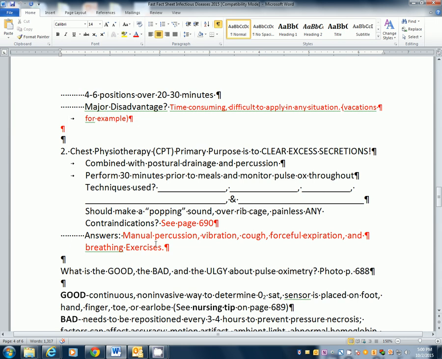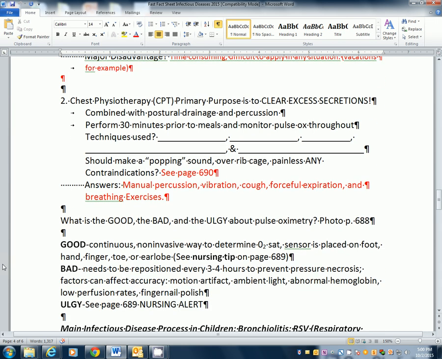So you can read over that as well. As far as some other things, we're going to talk about all that, some of the contraindications of when you're getting ready to do that. Chest physiotherapy starts on the bottom of page 698 and then goes over to the top of page 690.